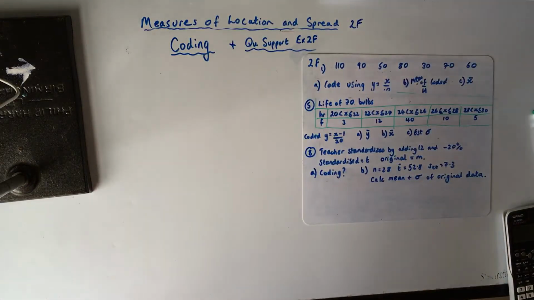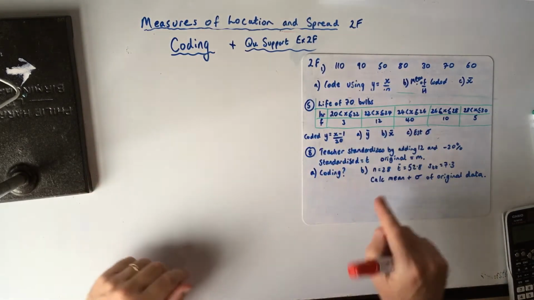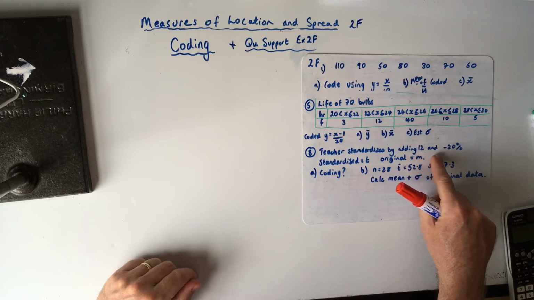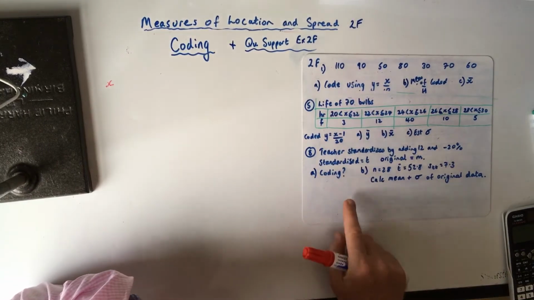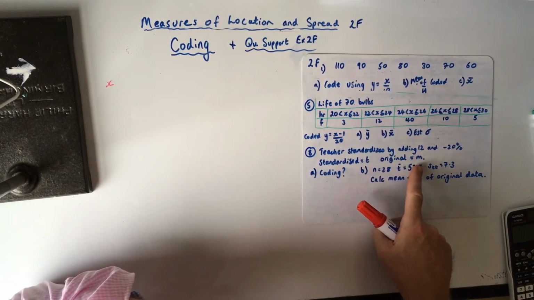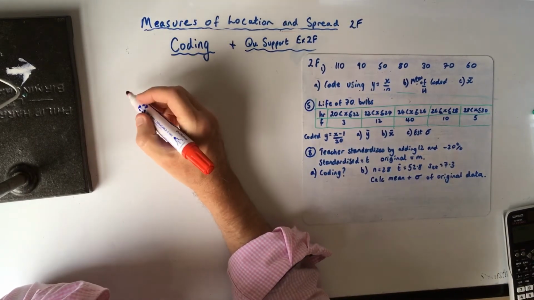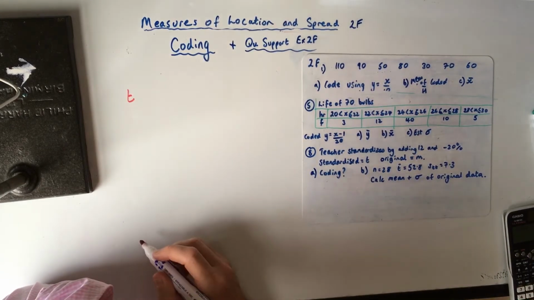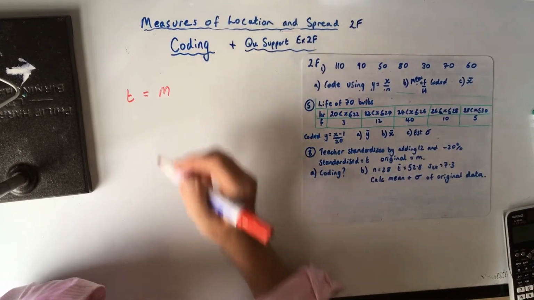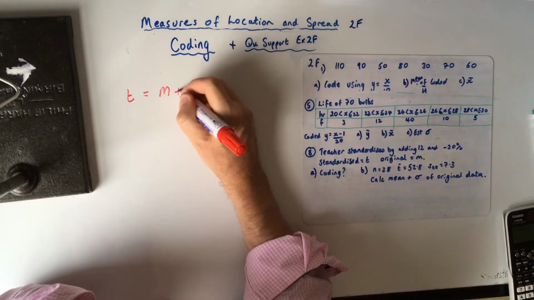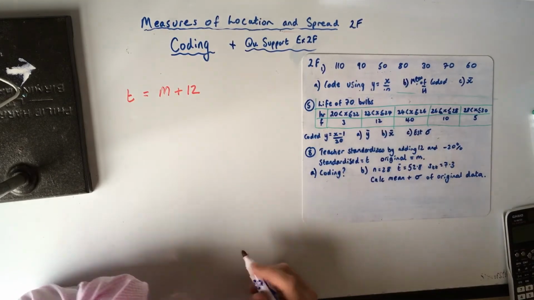So here we go. A teacher has got some scores in and has standardised the scores by adding 12 and taking off 20%. Okay, so it's got some scores X, I'm going to change that in a minute. Original marks is M, and standardised marks is T. So the standardised marks T is equal to, well, she's got the original mark M and she's added 12 marks to it first, and then she's taken off 20%.